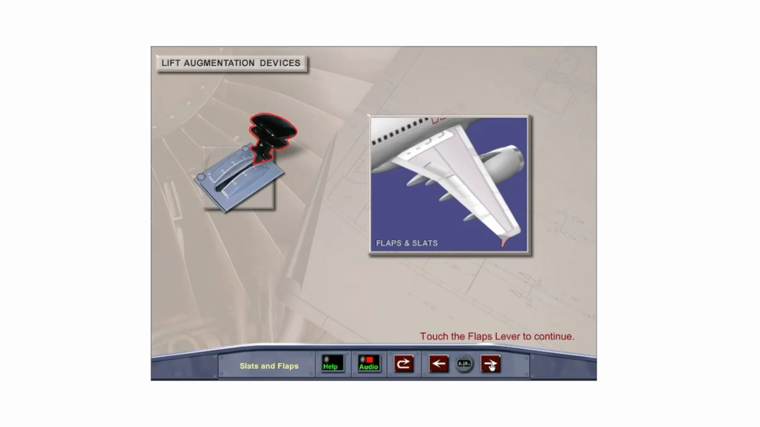Each wing has 5 leading edge slat surfaces and 2 trailing edge flap surfaces. Slats and flaps are selected by a single flaps lever located on the center pedestal. Touch the flaps lever to select full flaps.